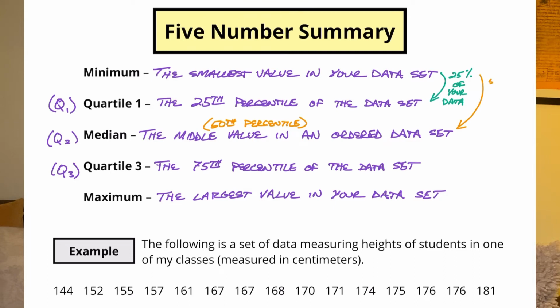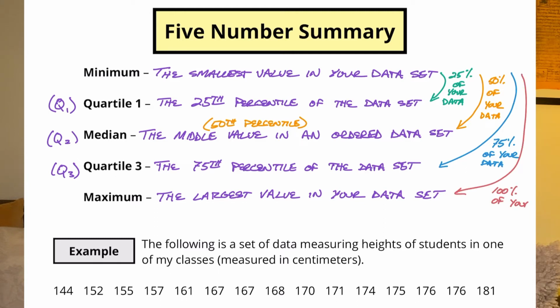We'll look at what that means in chunks. If we're going from the minimum to the median, that's going to be 50% of our data. And if we go up to the quartile 3 from our minimum, that's going to be 75% of your data. And of course, if we go from the minimum all the way up to our max, that is going to be 100% of your data.